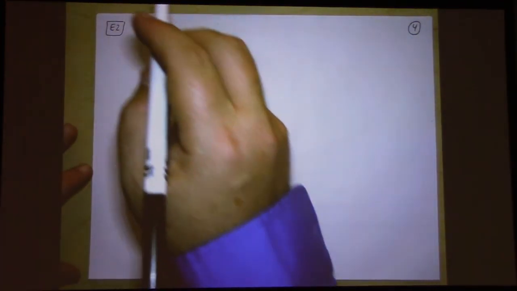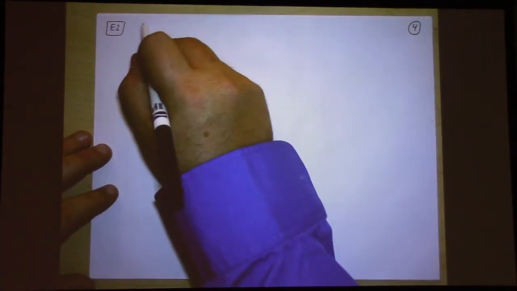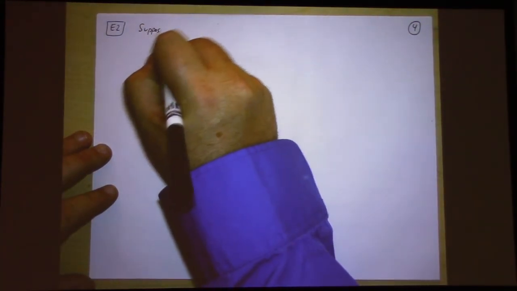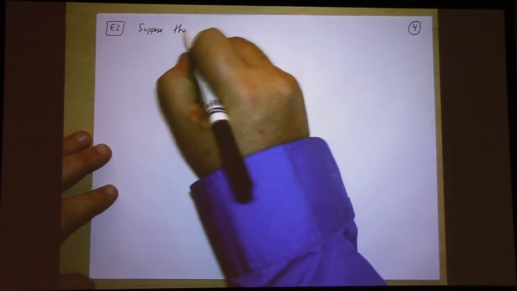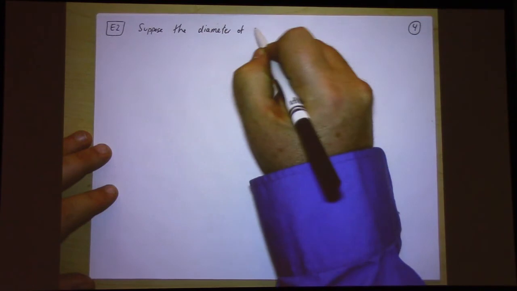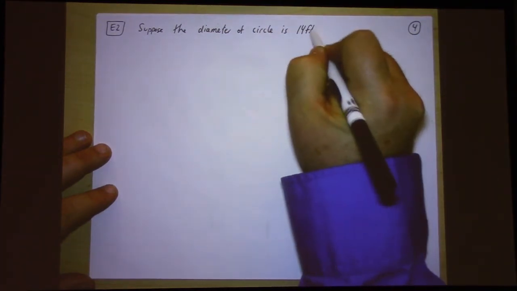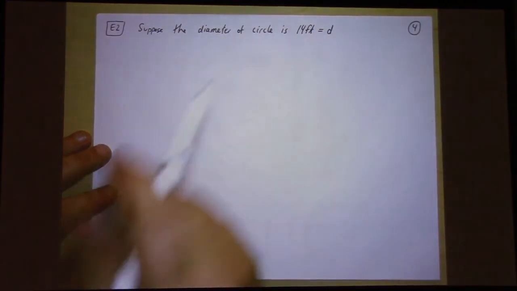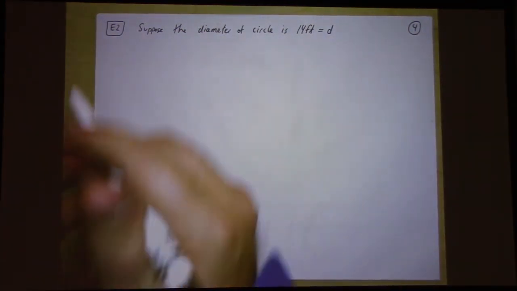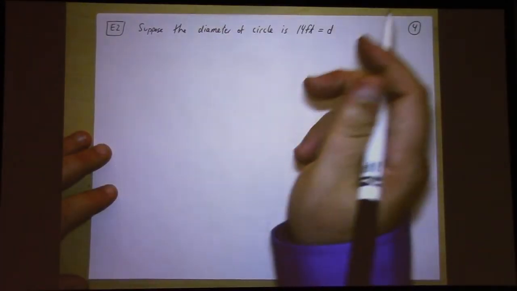So consider the following. It says when D is equal to 14 feet, so let me write it out. Suppose the diameter of a circle is 14 feet. All right, so 14 feet is equal to D. It says give both exact values and approximations to the nearest hundredth. And then the questions are to find the circumference and find the area.